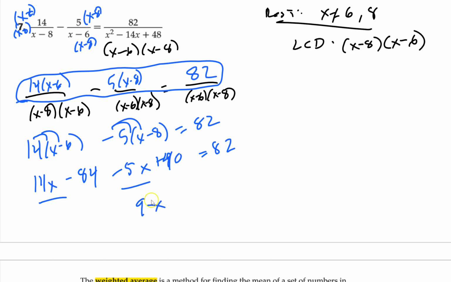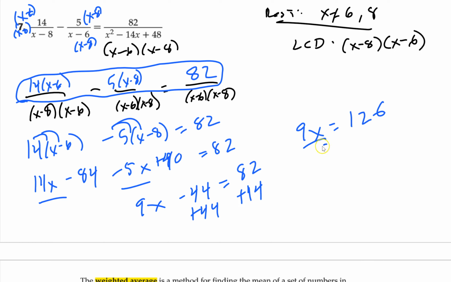So this is 9x, because again, the same side, just add them up. Same thing with these two, negative 84 and positive 40 is negative 44. Equals 82. Add 44. And I get 9x equals 126. 126 divided by 9. 9 goes into there 1 time, 36, 4. So 14. And again, notice it's not one of my restrictions, so I'm good. That's my answer. So that's how you solve rational equations.